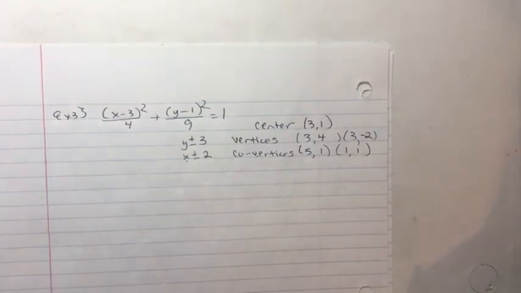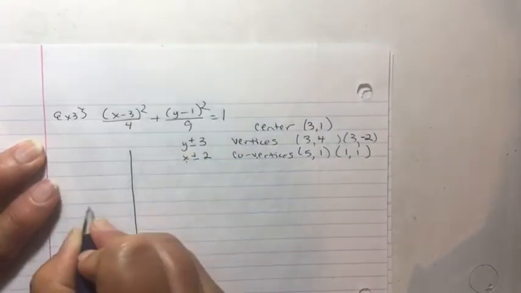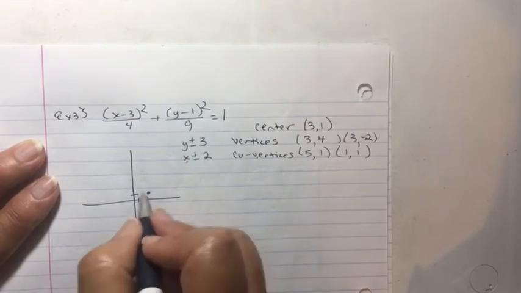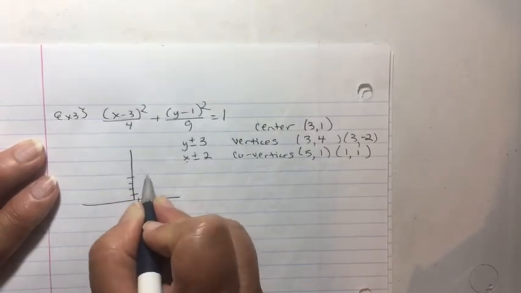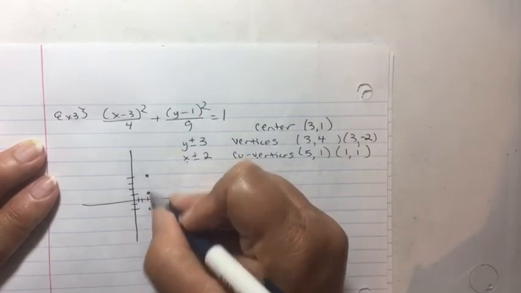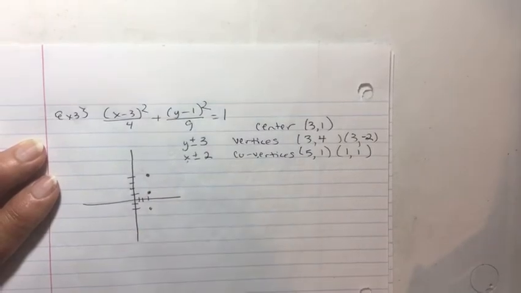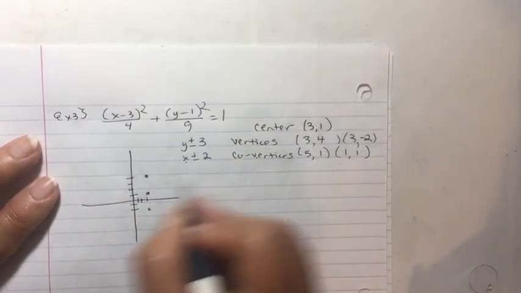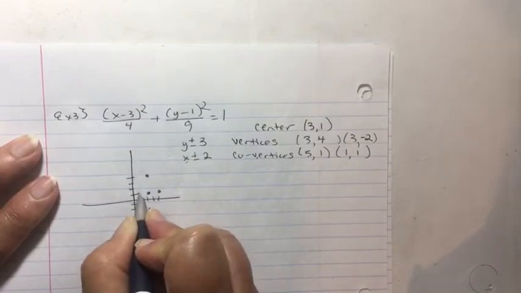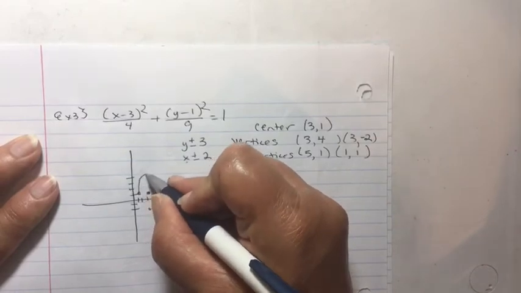And the cool thing is you can make a real quick sketch to see if it makes sense. So 3, 1 is going to be my center. 1, 2, 3, 4. And 3, negative 2 should be the same distance apart, and they are. 3 up and 3 down. And then to the right and the left of the center, I'm going to have 5, 1, and 1, 1. Notice those are each 2 away from the center.